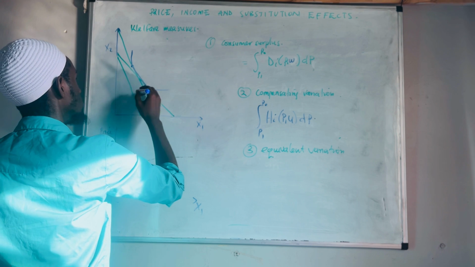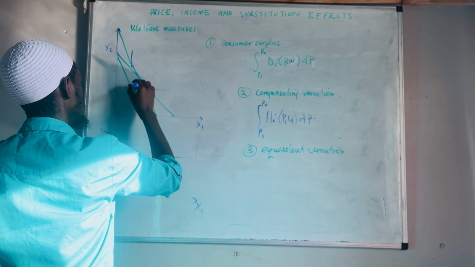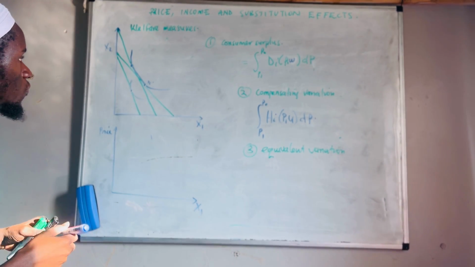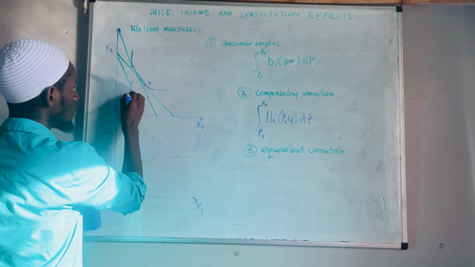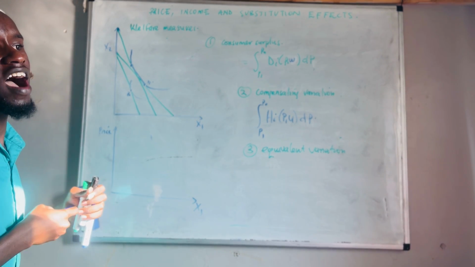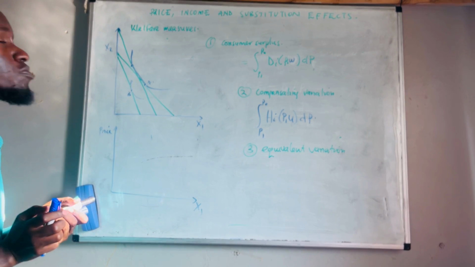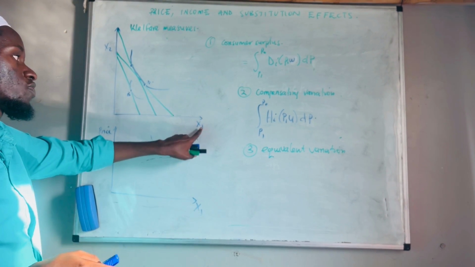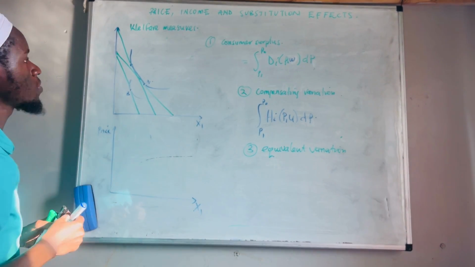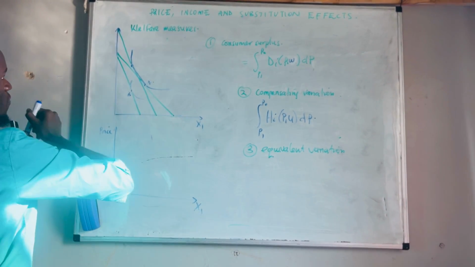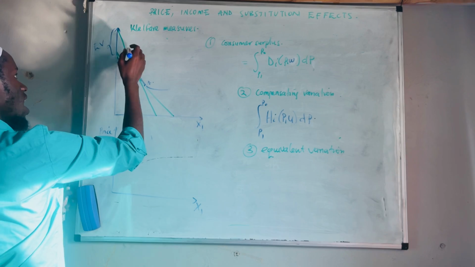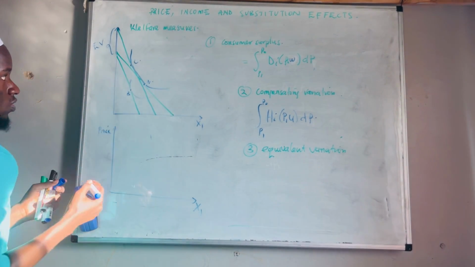Originally I was at this point A. Due to a price change, I came to point B here, to show that I'm having less income with me, because I'm not able to purchase the quantities I was consuming before. Now my employer has to add me some income that will take me back to my original indifference curve. Therefore, the difference here is what we call the equivalent variation, and this is the point C where I have to go back to where I was before.